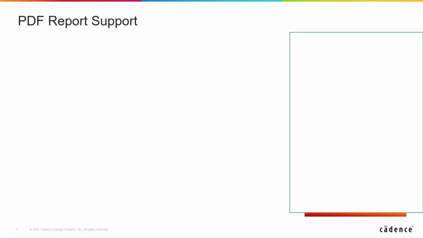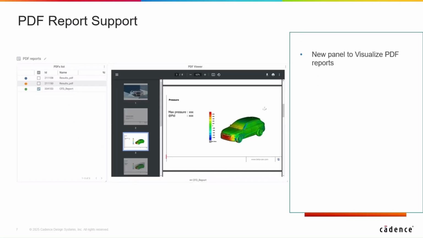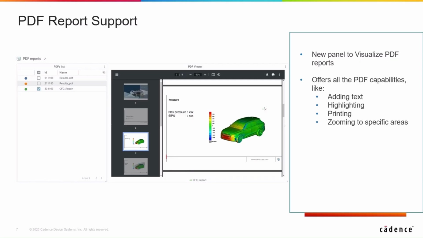A new panel type has been introduced for the visualization of PDF reports directly inside Answers. With this panel, we can open PDF files within a Dashlet and use standard PDF capabilities, such as adding comments or highlights, zooming into specific areas, and printing. This allows us to keep formal documentation, plots, and dashboards together in a single environment without having to switch to an external viewer. The feature is particularly useful for sharing finalized reports alongside interactive data views, keeping context and traceability in one place.